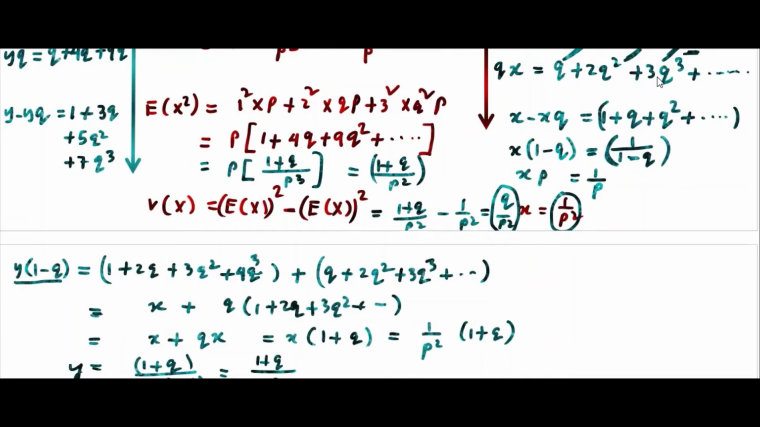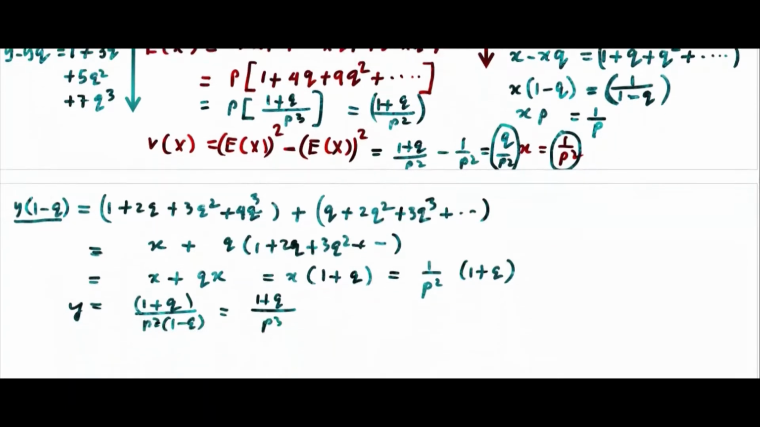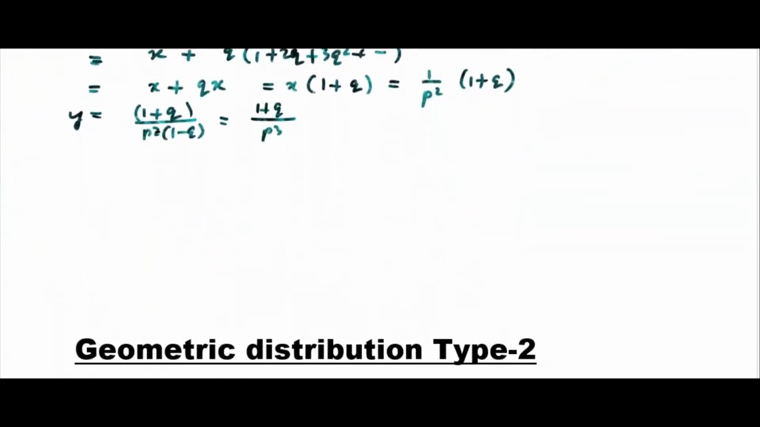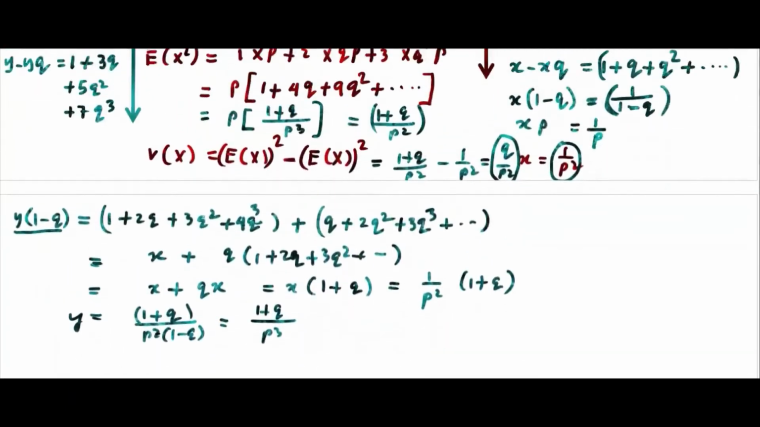A little bit of derivation is there. You have to do it as a part of CS1, because certain things are important, and this you need to remember: q upon p square. You do it once again yourself. So let me write here only.